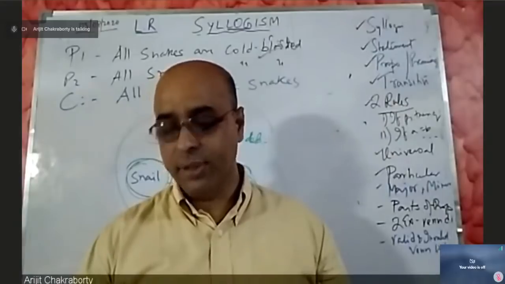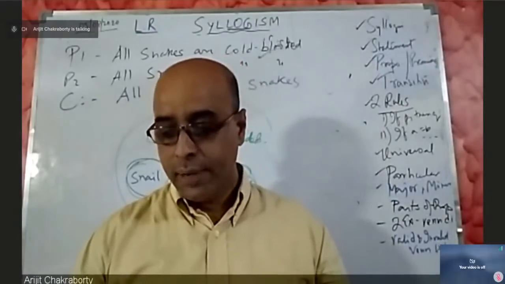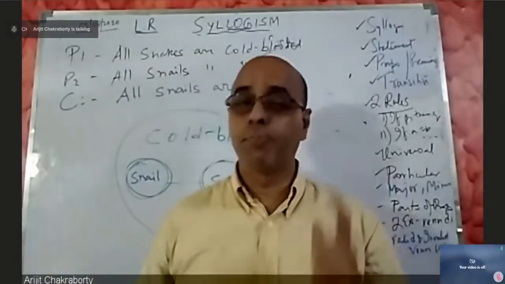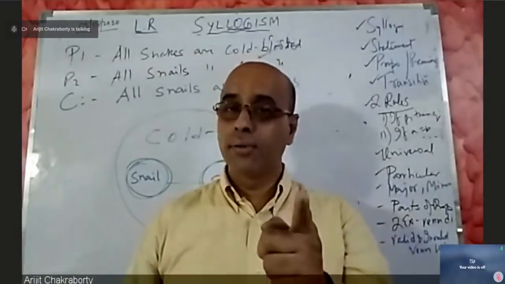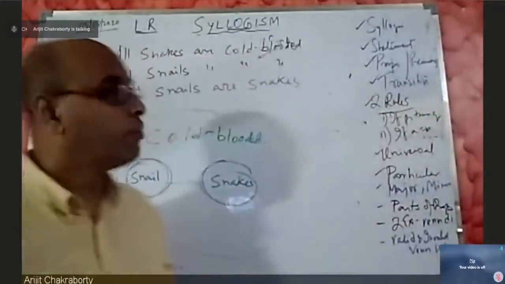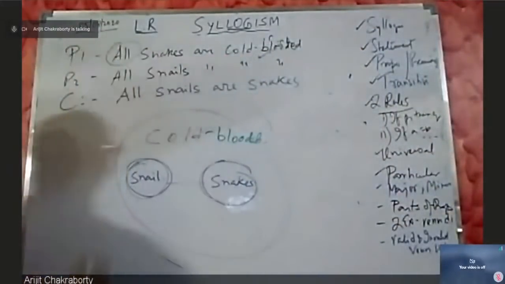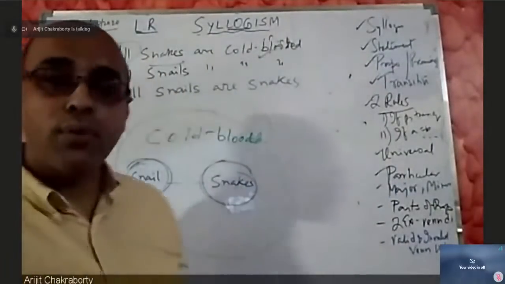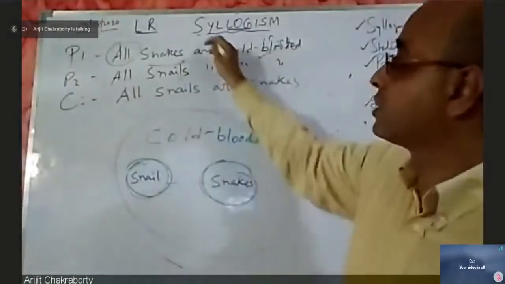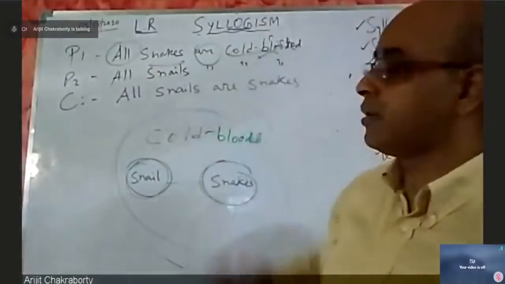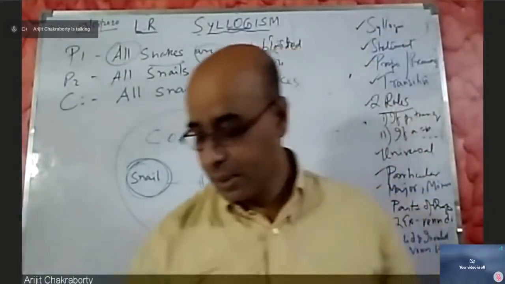We have also seen the different parts of a proposition, that is the quantifier. Then we saw, you remember, the subject, then the copula, and then the predicate. So all snails are cold-blooded. Let's quickly see. Which one is the quantifier? All is the quantifier. Which one is the subject? Snails is the subject. Which one is the copula? Are is the copula. And which one is the predicate? Cold-blooded is the predicate. Fine.